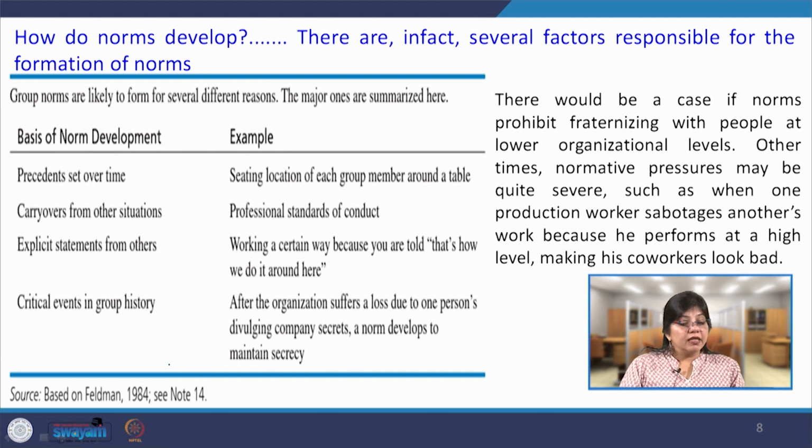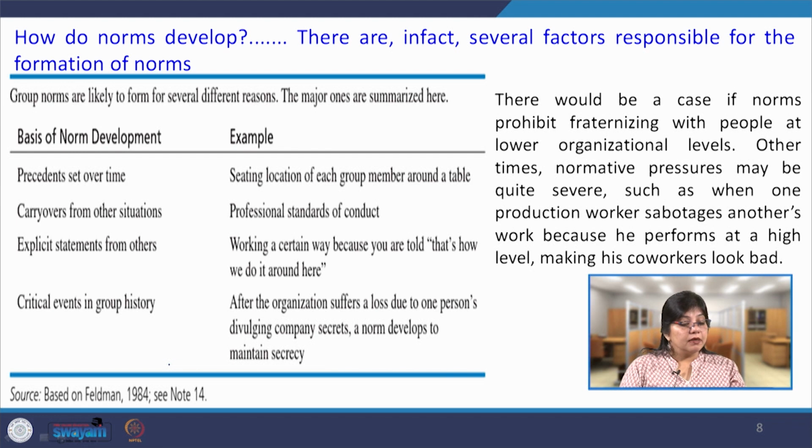The other is explicit statements from others. What others are doing, the same pattern of working is followed by the next level of workers, and it becomes a norm that we work a certain way because you are told that this is how we do it around here. For example, assembly line workers would assemble or manufacture a product in a similar fashion to the older employees. This is another way which sets the norm in performing your official or formal duties.